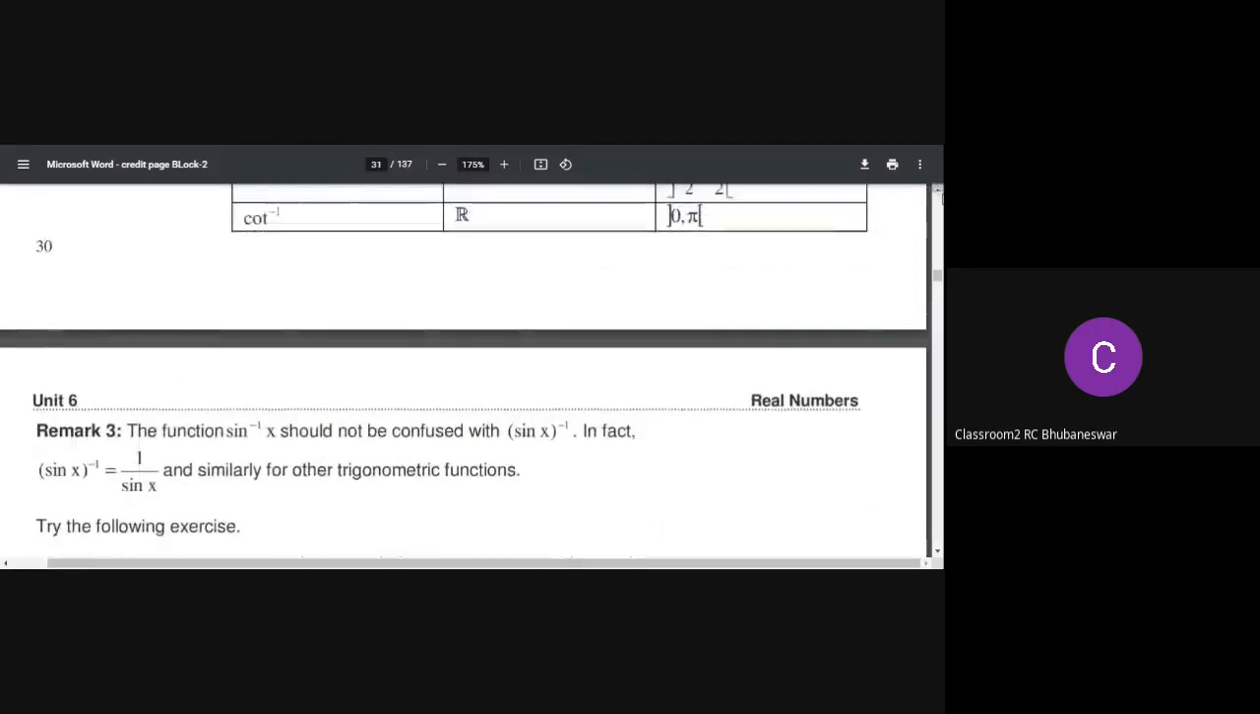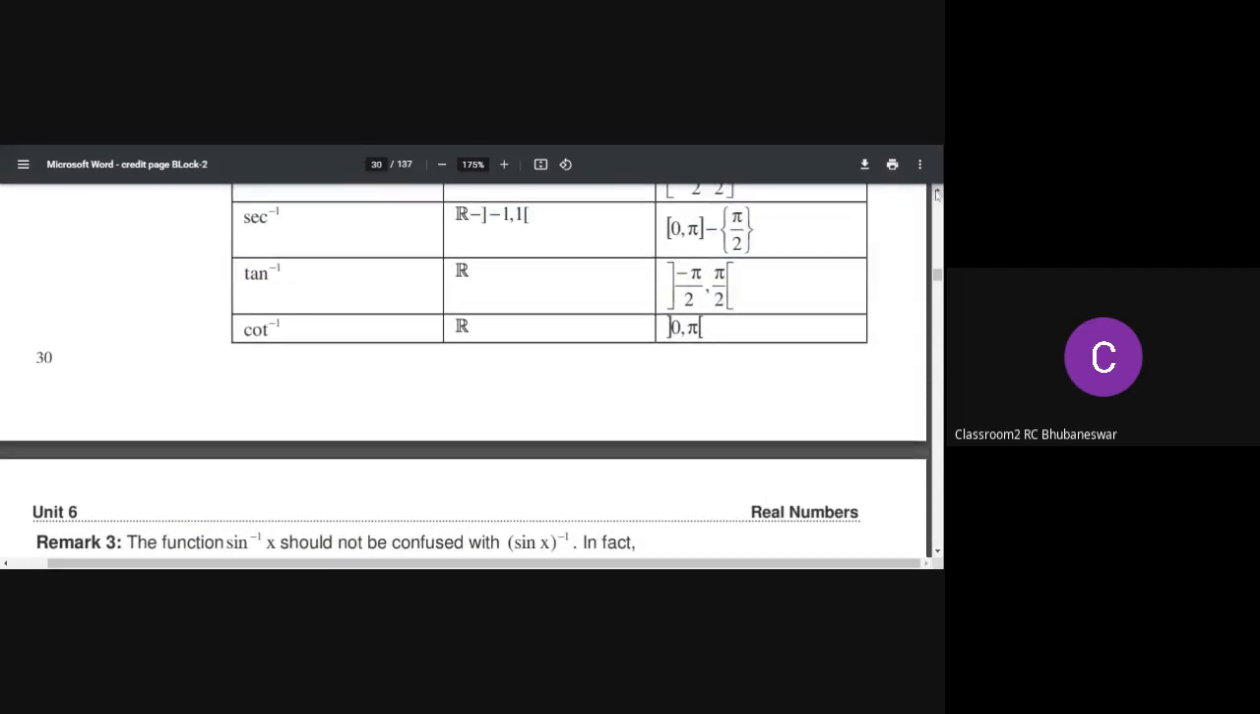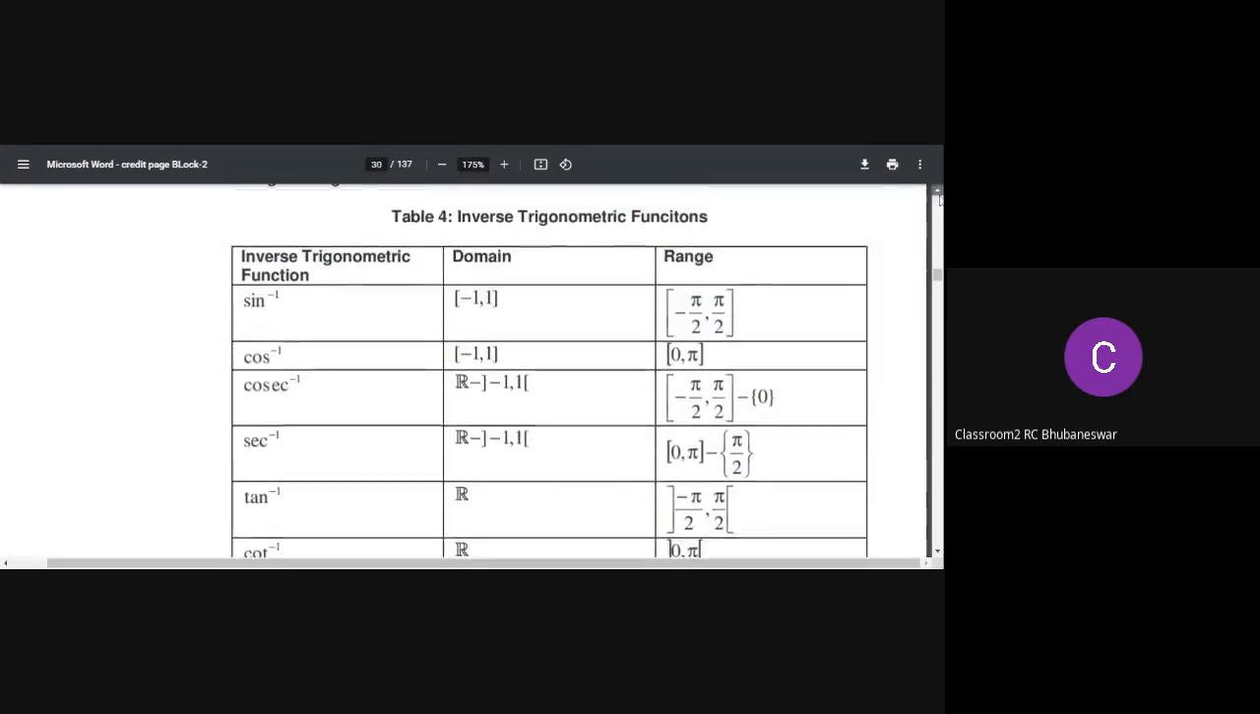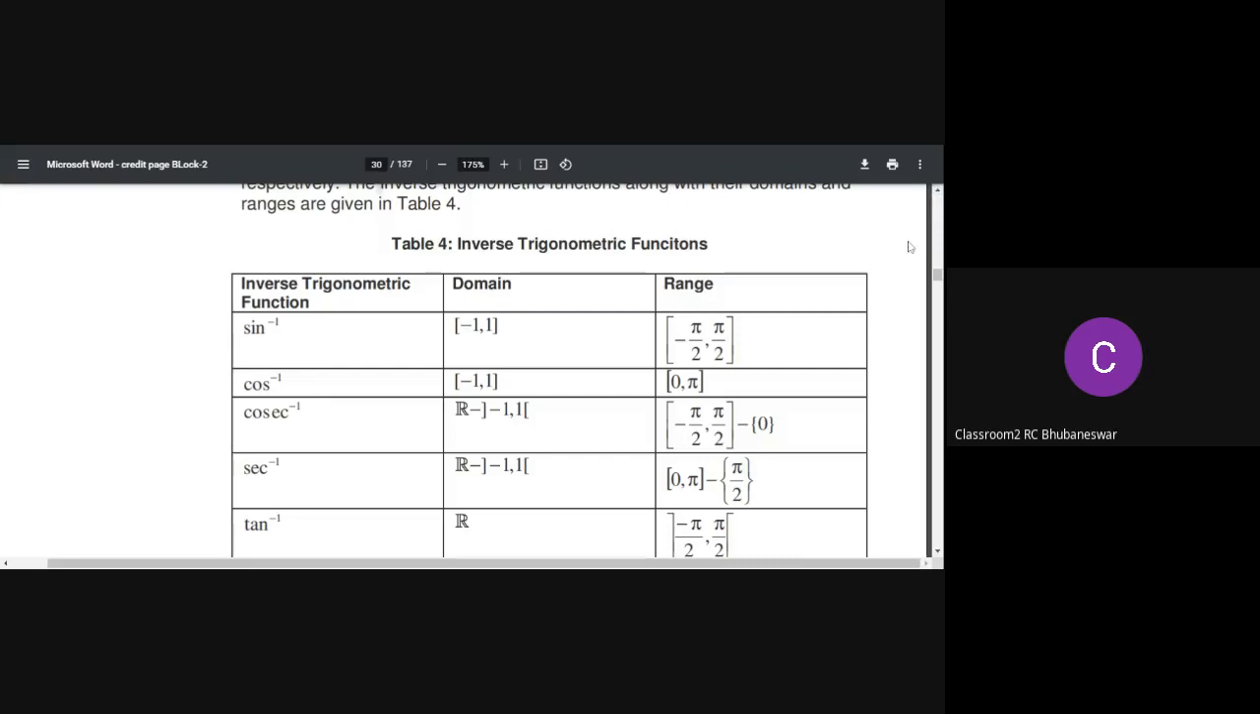In the inverse trigonometric function, let's have a look at the domain and range of inverse trigonometric functions. Generally, we have six trigonometric functions: sin x, cos x, cosec x, sec x, tan x, and cot x. Similarly, to define the inverse trigonometric function, we have to first ensure that the trigonometric function satisfies the property of being bijective. That means the function must be injective, one-one, and surjective, onto.